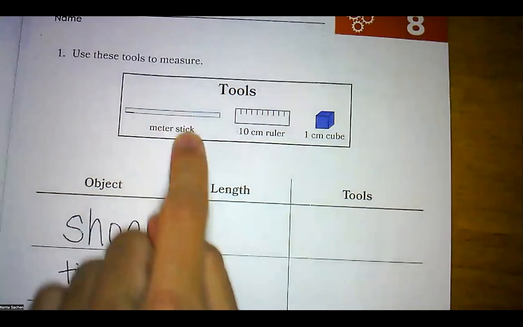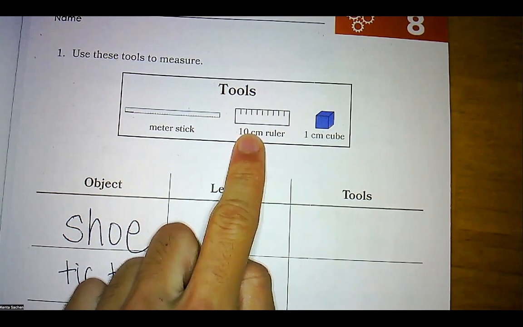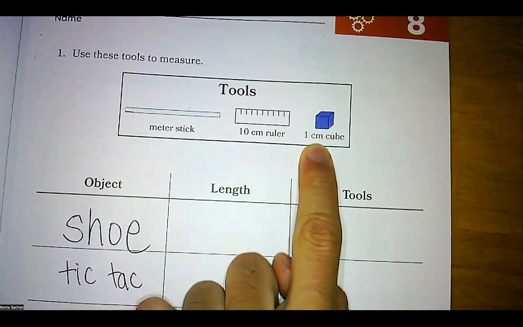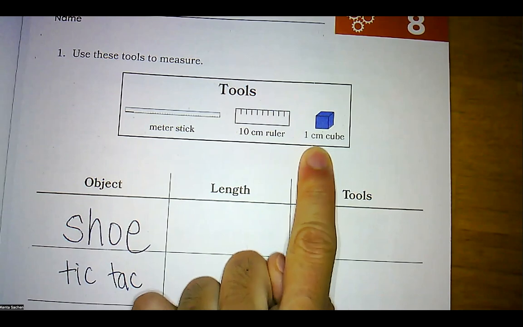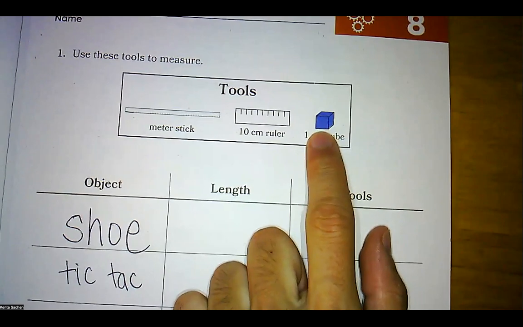Okay, who thinks the meter stick is the best? Raise your hand. Okay, that could work. How about a 10 centimeter ruler? Who thinks that's the best? Okay, and how about a 1 centimeter cube? Yeah, I think the 1 centimeter cube might be too small, right? You might need a lot of these.